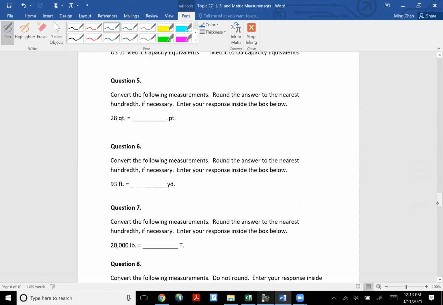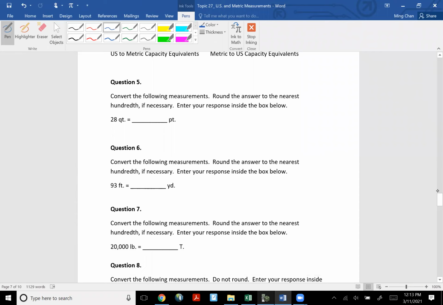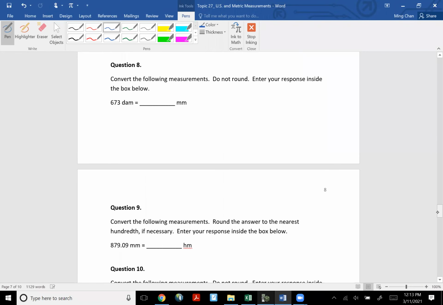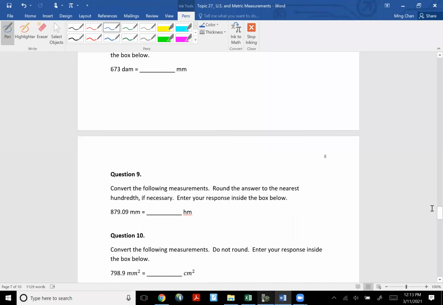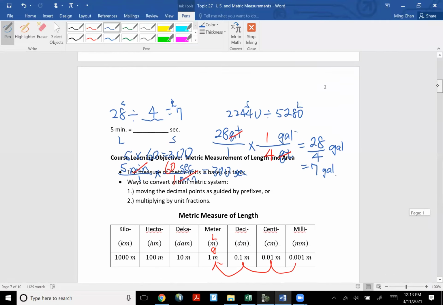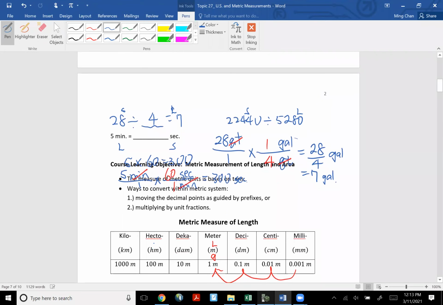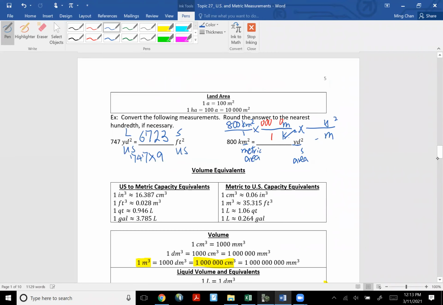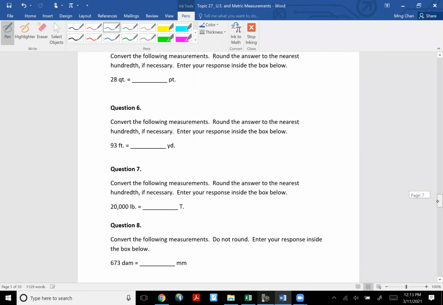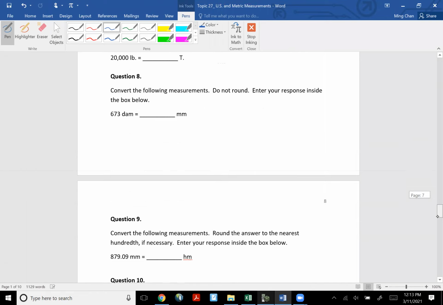All right, so from question 5 and on, use the tables in the lecture handout to do all these conversions. They're not hard. HAM, H means what? Whoa, let's go back to H. We haven't done H. H is what? Hecto, right? So that's hectometer right there. These are very similar to the one I just showed you. So give it a try, they are not too difficult.